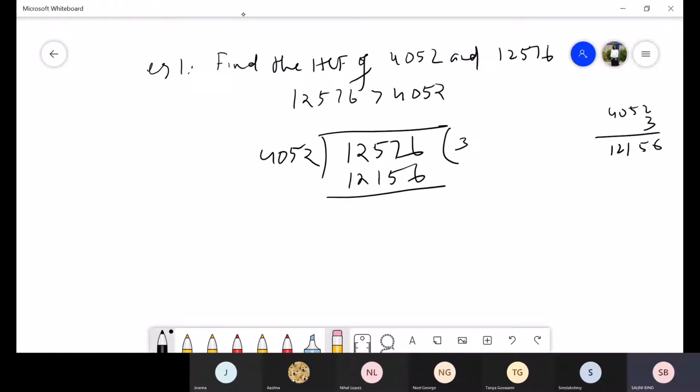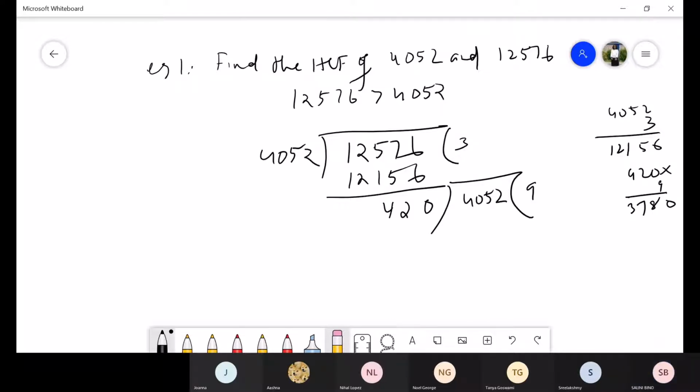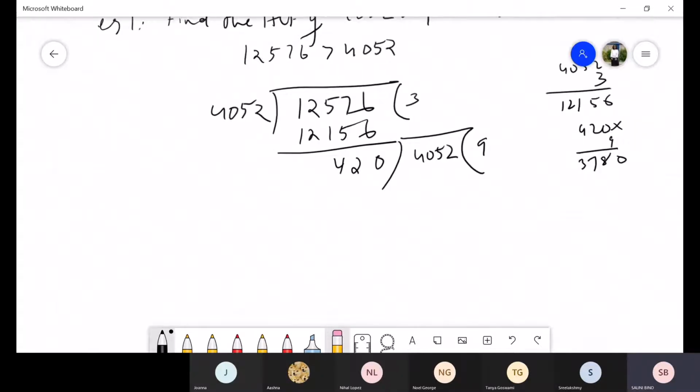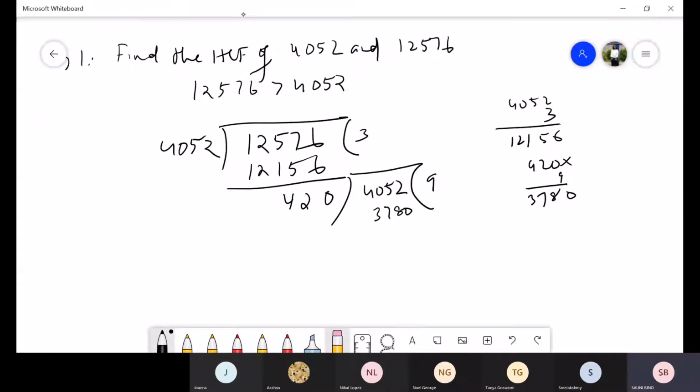Now when you subtract, you will get 420. Then again you have to divide 4052 by 420. 420 into 10 is 4200, so you have to take a number which is less than that. Let's take 9: 420 into 9 is 3780. Subtract, and you will get 272.